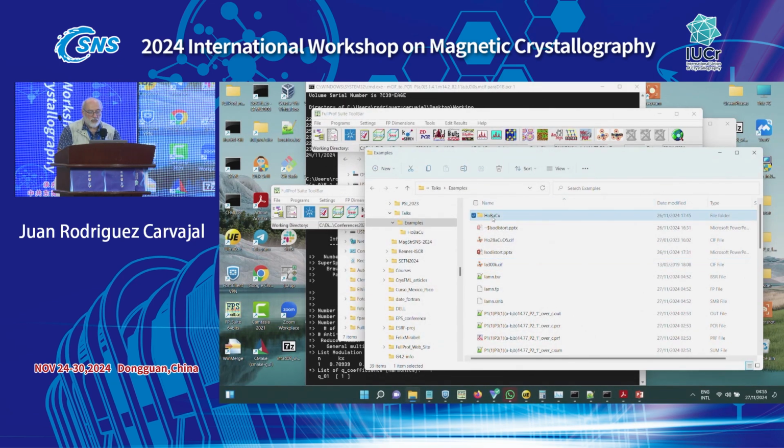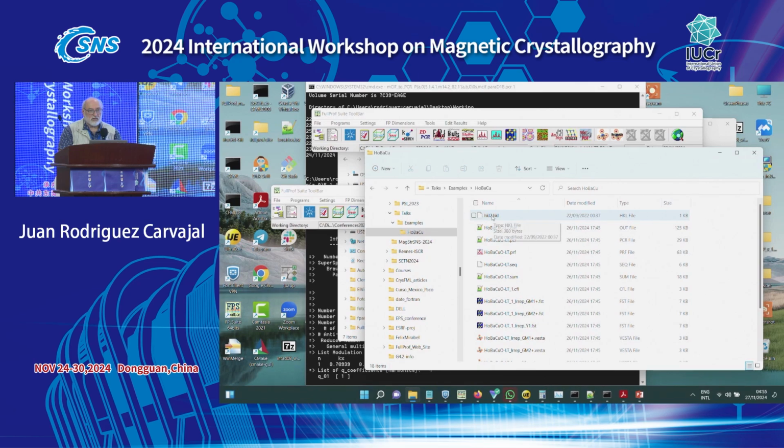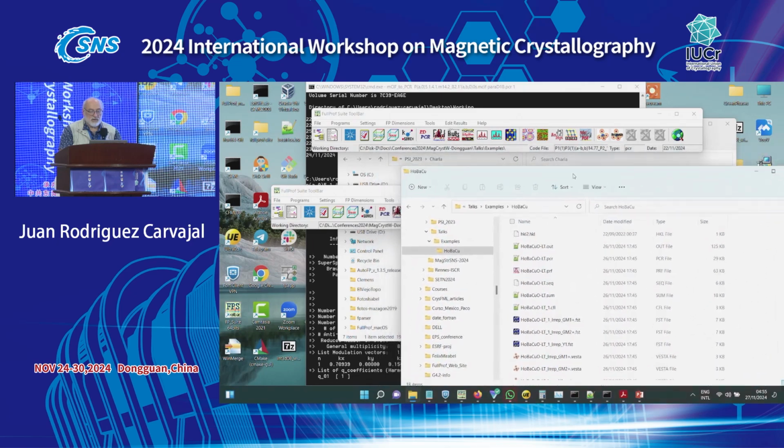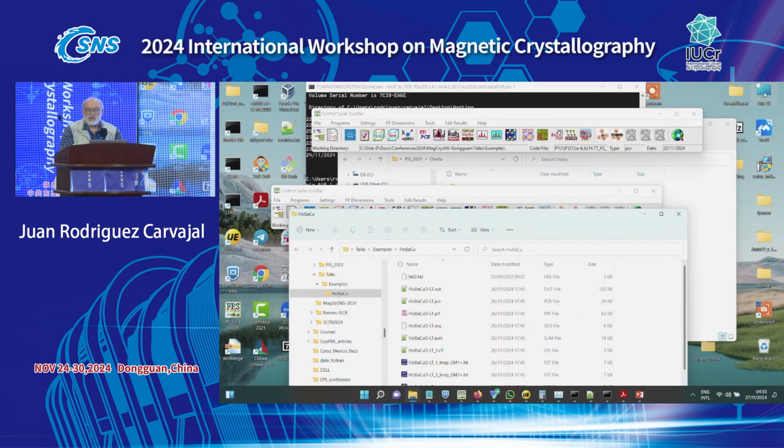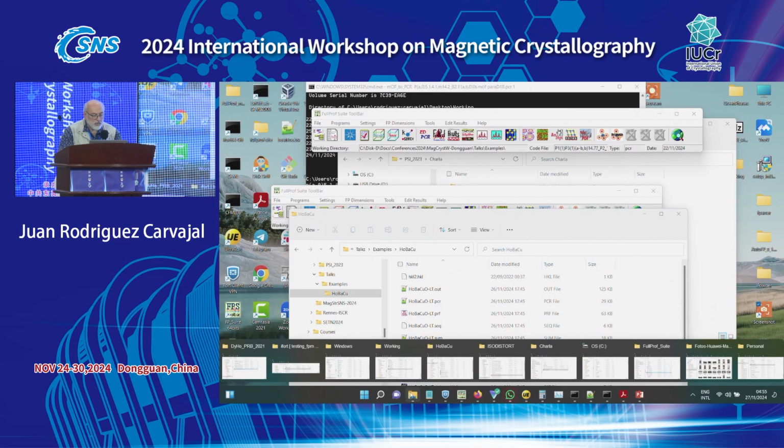Here is the holmium 2 barium copper oxygen 5. This you have an example which is, I don't remember. Let me just work. You know, it is ISODISTORT.